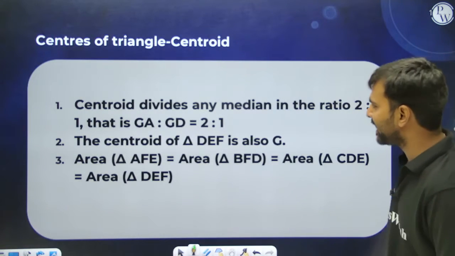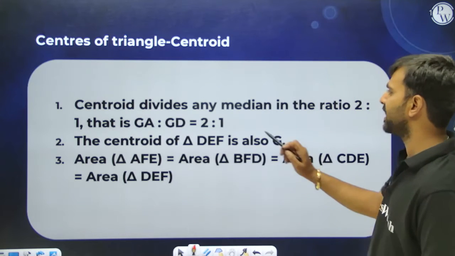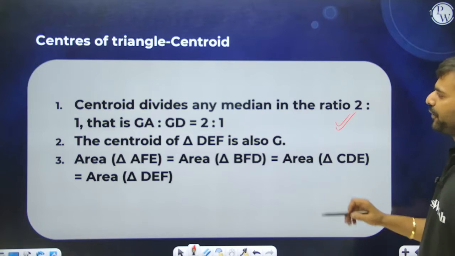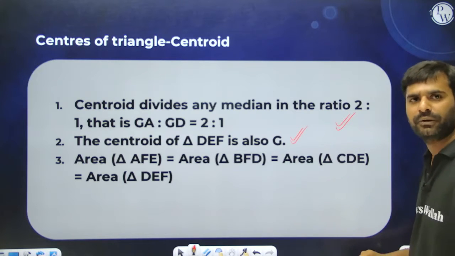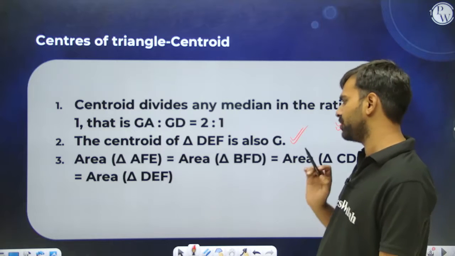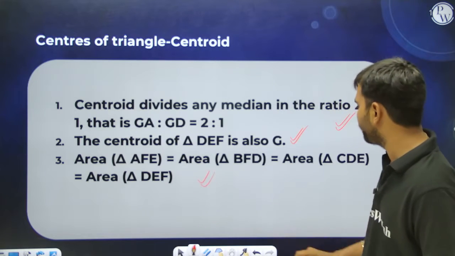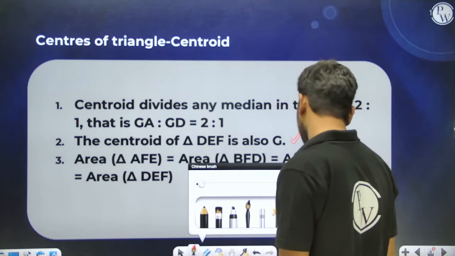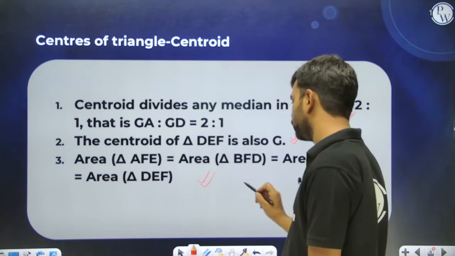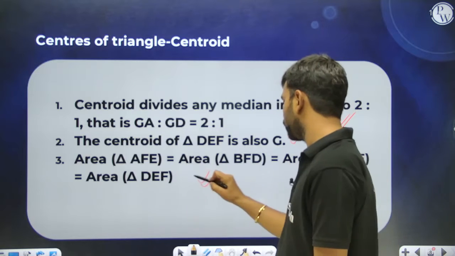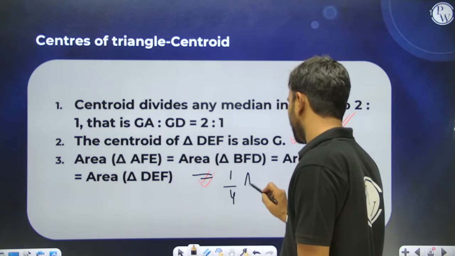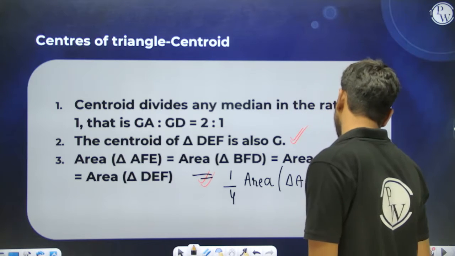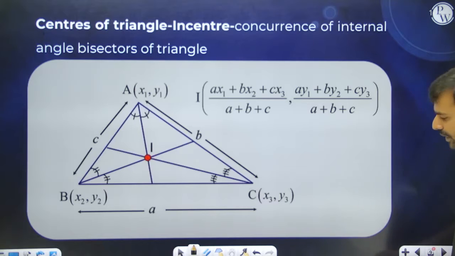Now, as I told you, this very important property that the centroid divides any median in the ratio 2:1, this particular point we have discussed. The centroid of the triangle DEF, that is the triangle formed by joining the midpoints, is also the very same one, that is G only. The areas of the triangles AFE, BFD, CDE, and DEF are all equal, and each is equal to 1 by 4 times the area of the triangle ABC, right? Okay, that's it.